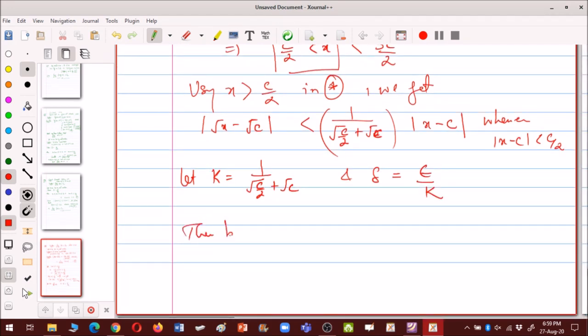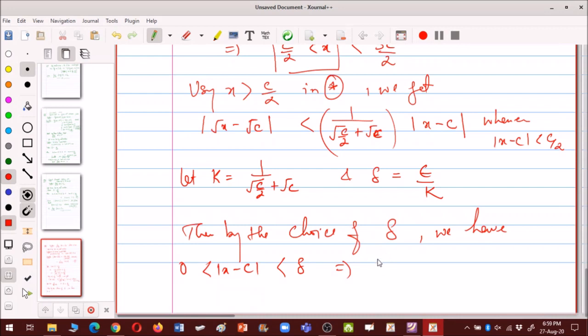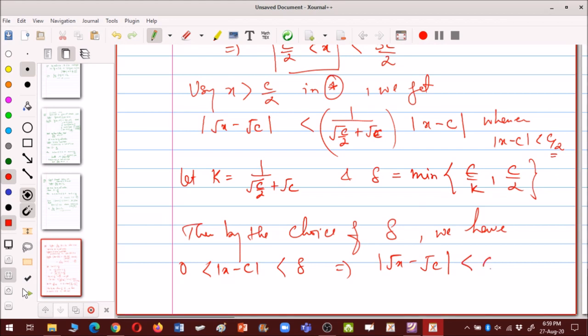Then by the choice of delta, we have 0 less than |x minus c| less than delta implies |root x minus root c| is less than... delta equal to, this delta will not work, we have to take delta equal to minimum of epsilon by k and c by 2, because this is the extra condition that we have put, so we have to include this at this place. So then this is less than epsilon, hence limit x tends to c of root x is equal to root c.